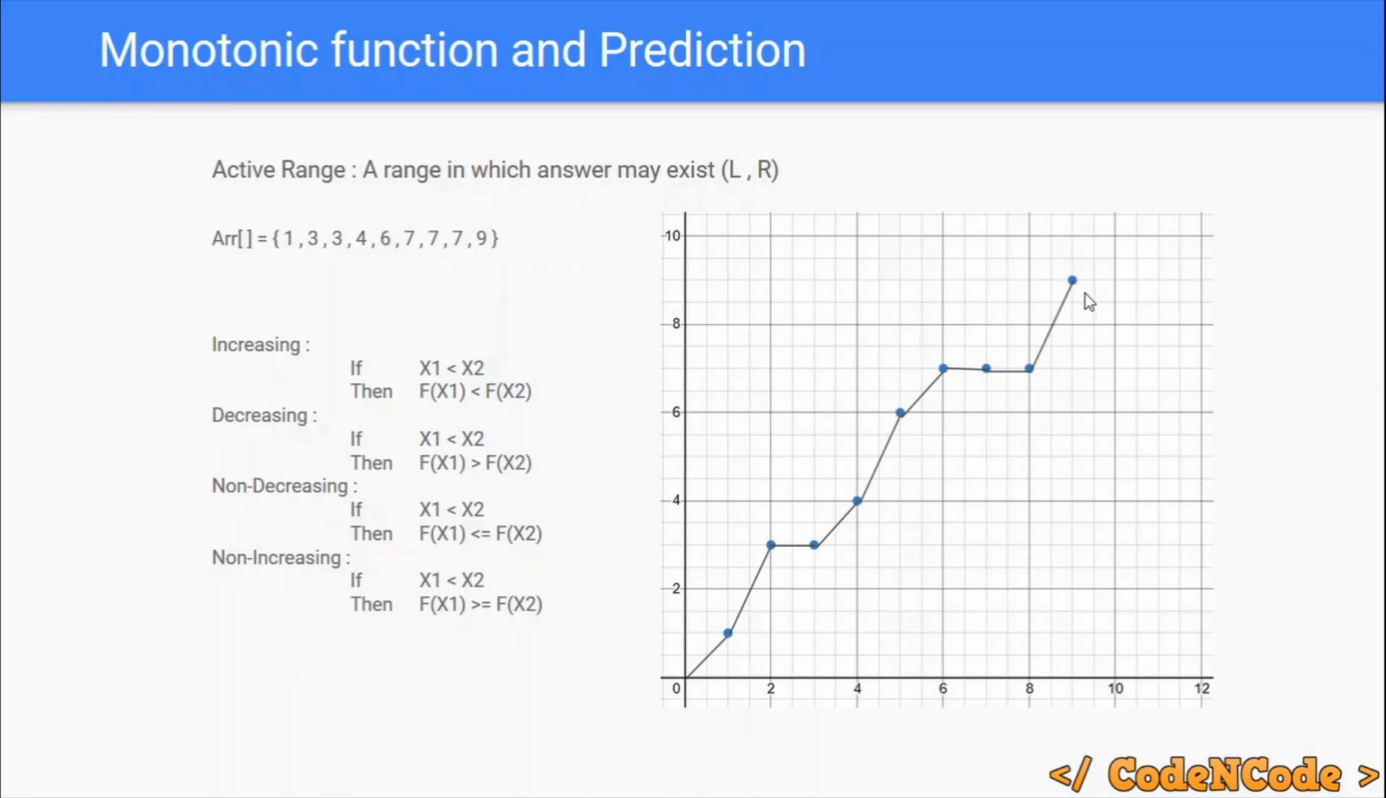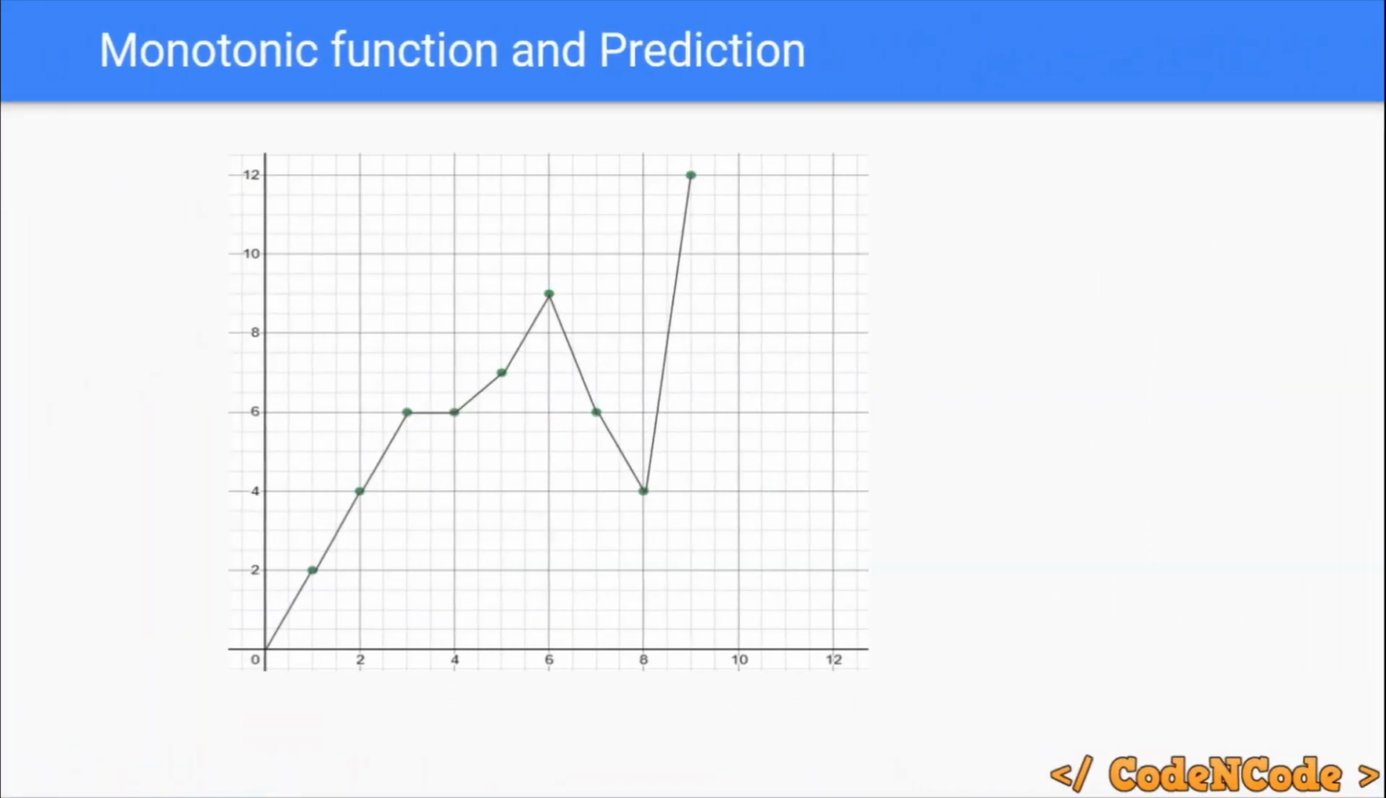So the monotonic property gives you assurance. If the function was not monotonic, then we cannot apply this concept. Let me show you with an example. This, if you see, is not a monotonic function.